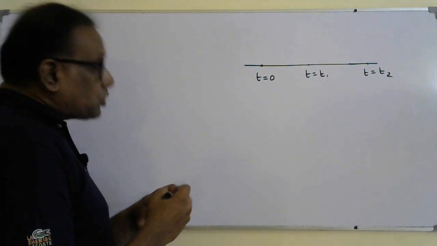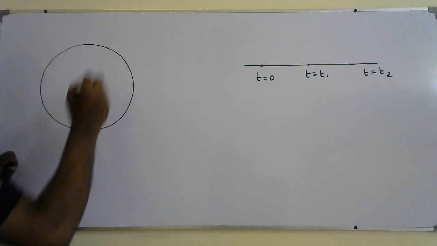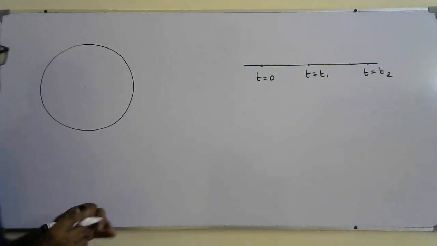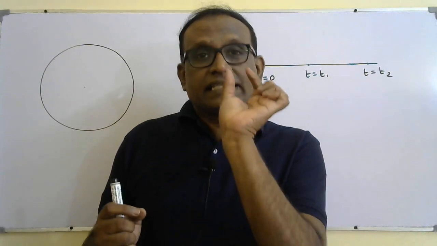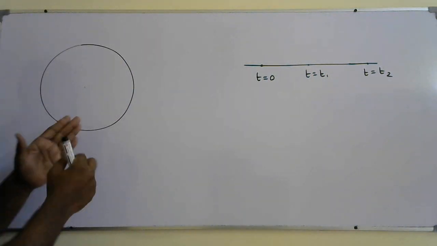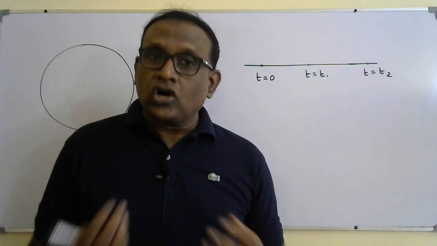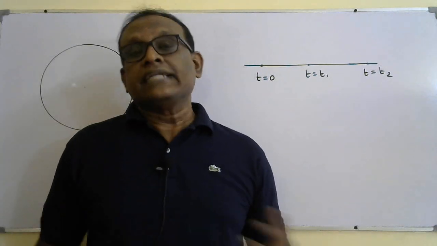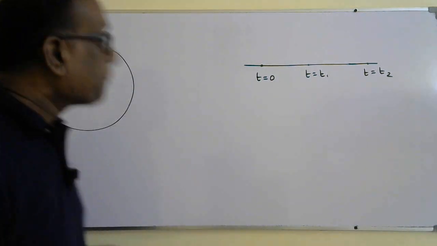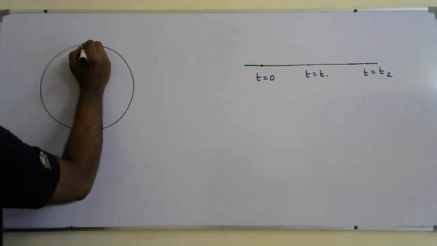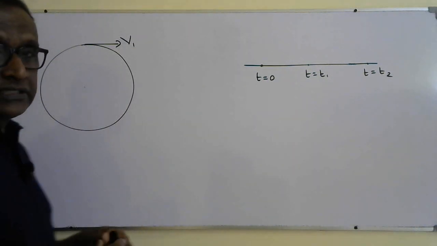So if we think about circular motion, when an object moves on a circular path, at any instant the displacement will be along the tangent of the circle. So the velocity also must be along the tangent, because velocity and displacement are always parallel to each other. So at any instant the velocity should be along the tangent, but the speed, that is the magnitude of the velocity, could change.